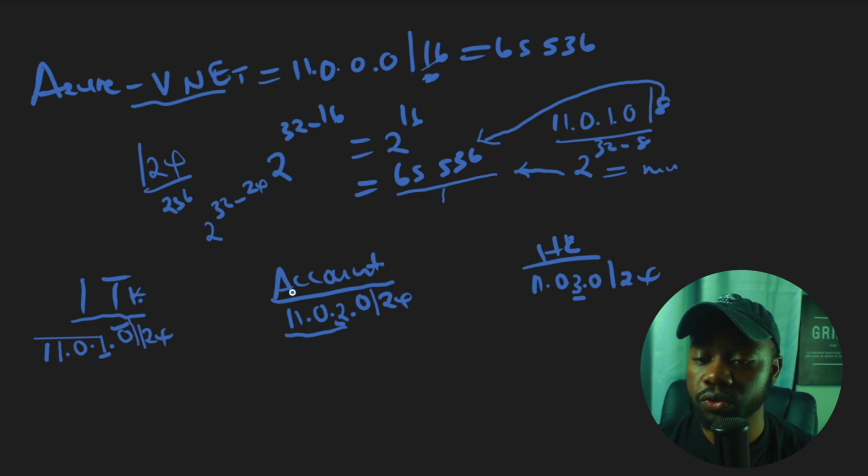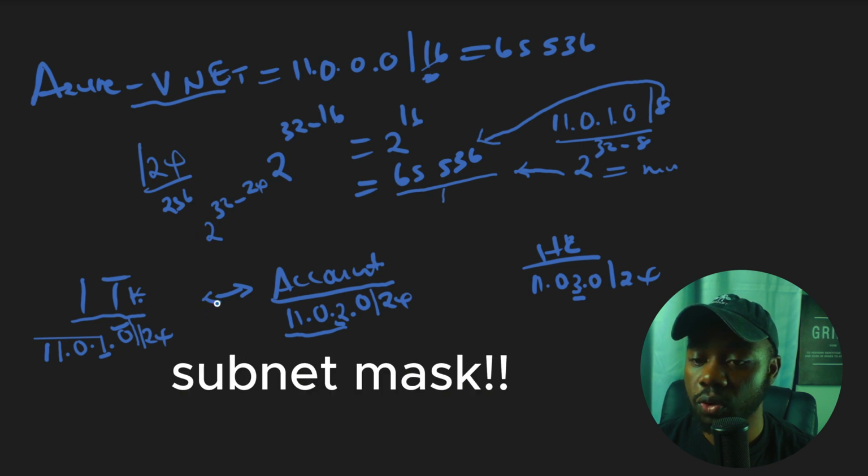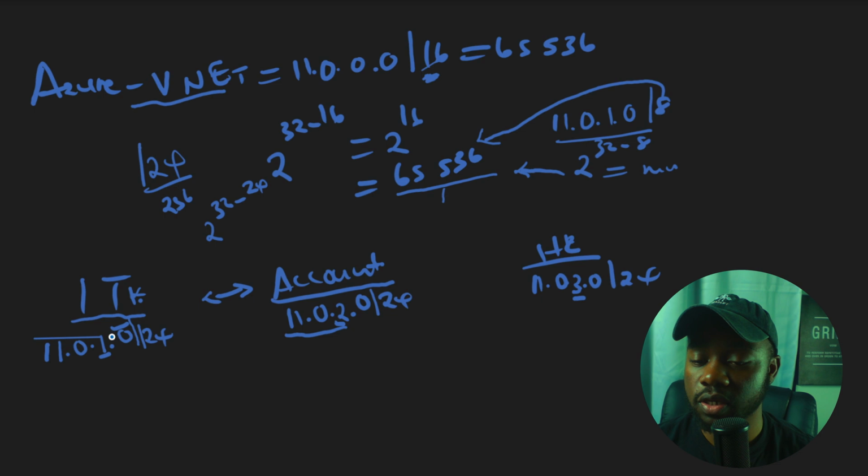But if I were to put 11.0.1.0/24 for both, that means the accounting department and the IT department would be in the same network, so they could share IP addresses from the same network portion. So I want to divide it in a way that IT is in its own network, accounting is in its own, and HR is in its own.